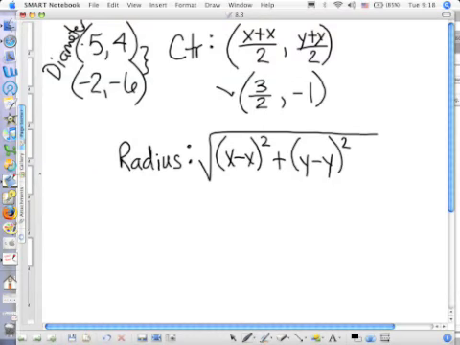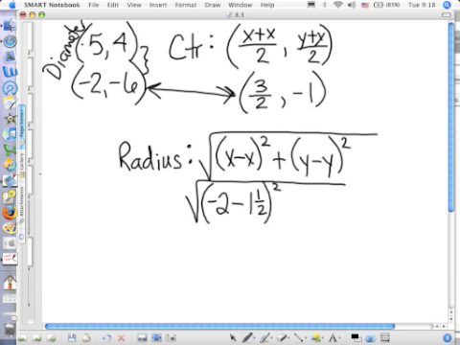See, I just found h and k. Now I'm about to find my radius. All right, so let's use these two points and find the distance between these two. Okay, so it's x minus x, which is 1.5 squared, plus y of -6 minus y of -1, which turns to plus 1, squared.